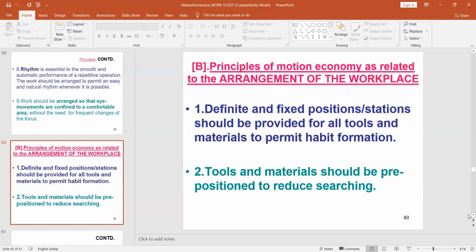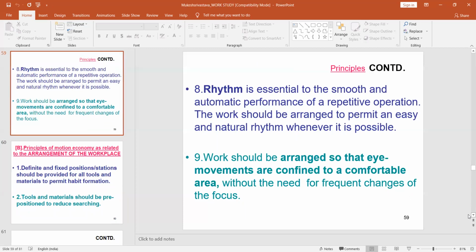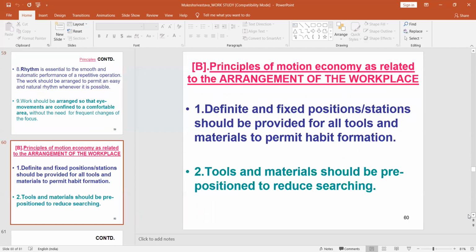Now these were the principles of motion economy related to the human body. Next I'm going to talk about how to arrange the workplace.